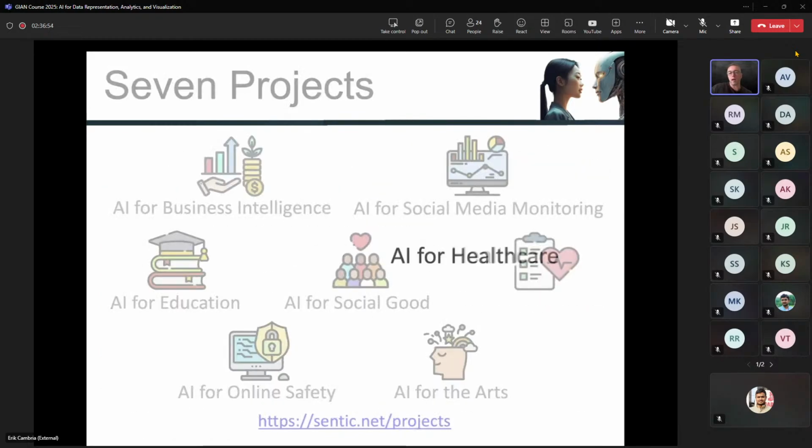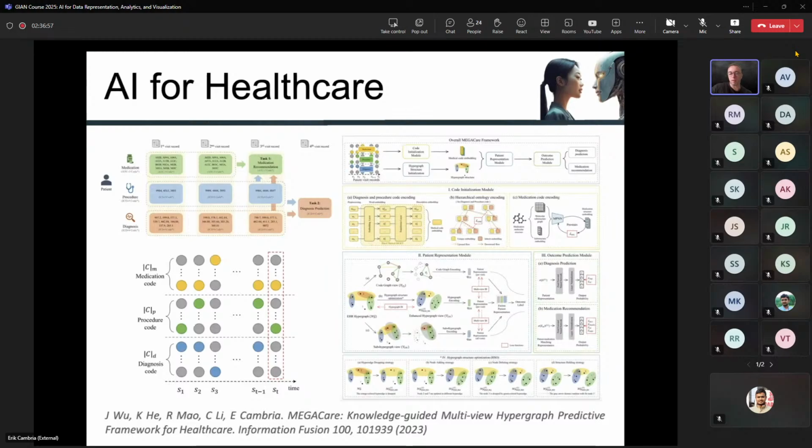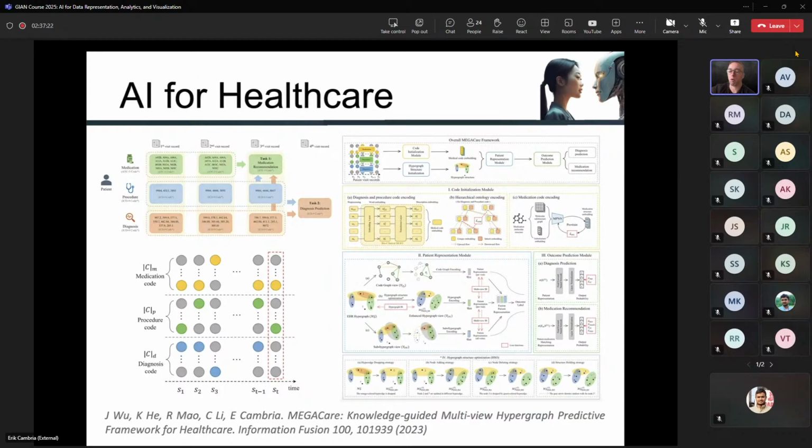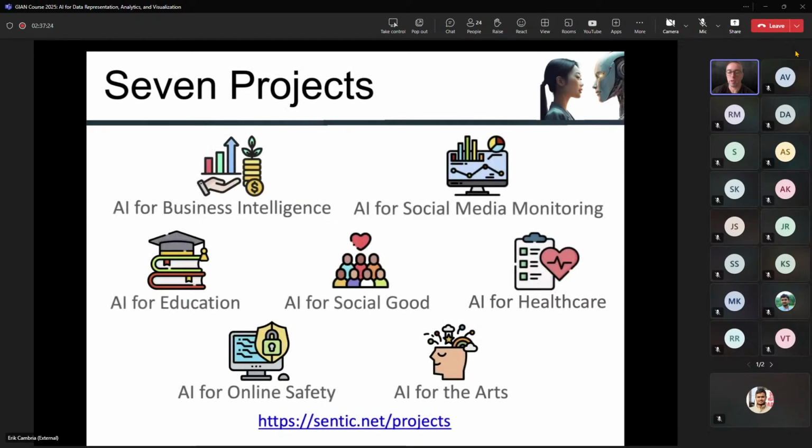We use AI for healthcare. This is an example here, this paper, MegaCare from 2 years ago, but more recently, we're focusing on mental health applications, as I mentioned several times during this workshop. We have several works on explainable depression detection and also suicidal ideation detection. So anybody working on these topics is very welcome to work with us.